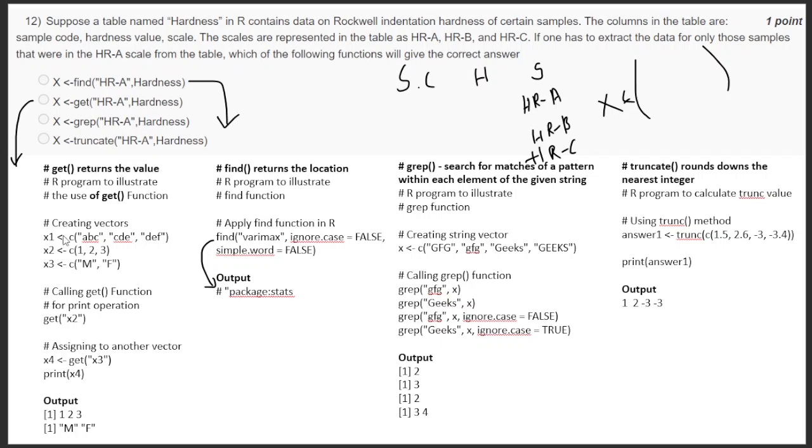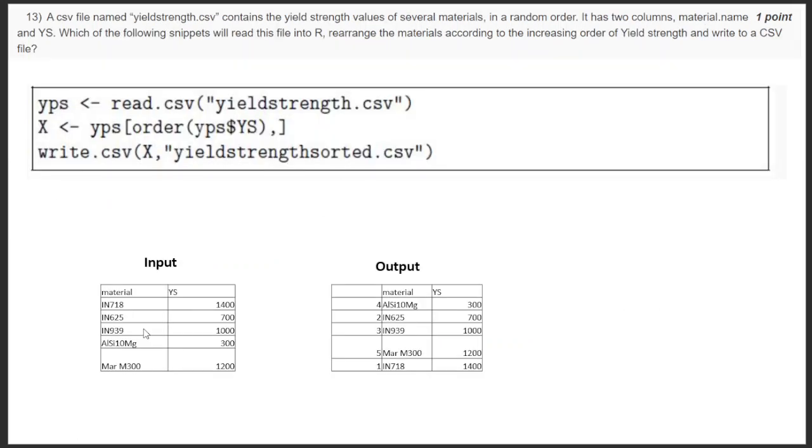For example, we are creating the vectors x1 is equal to c of a b c d e f, then x2 is c of 1 2 3. Then what we are doing is calling the get function for the printing operation. So get x2. Now, with the get function, the x2 values are obtained.